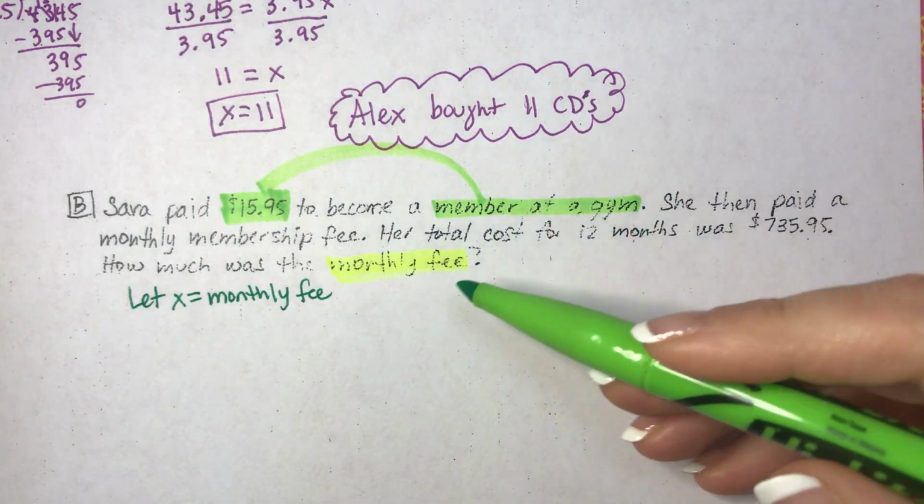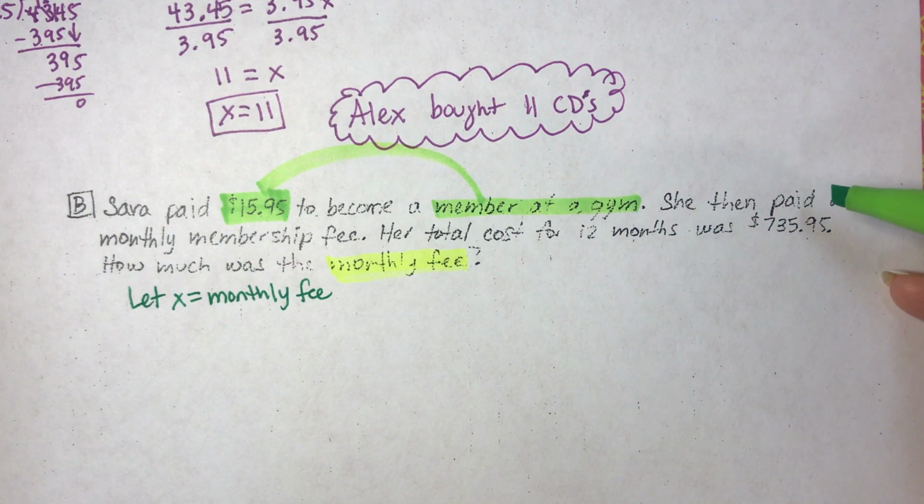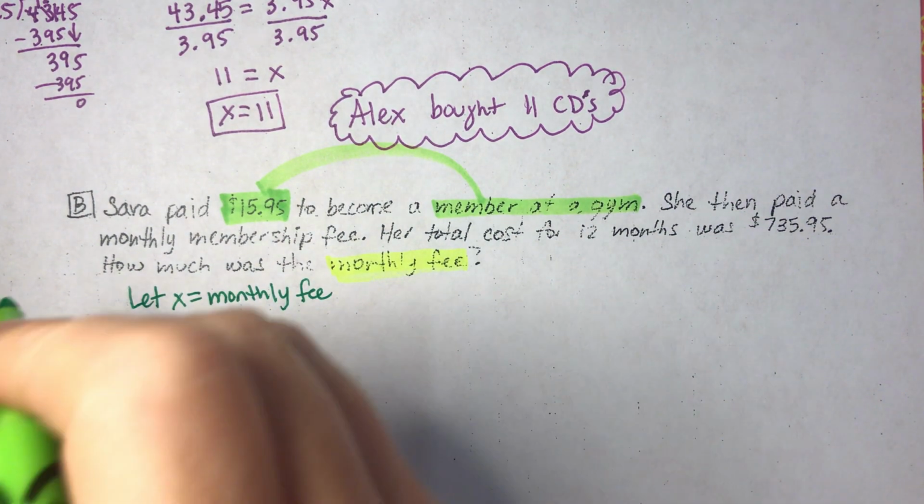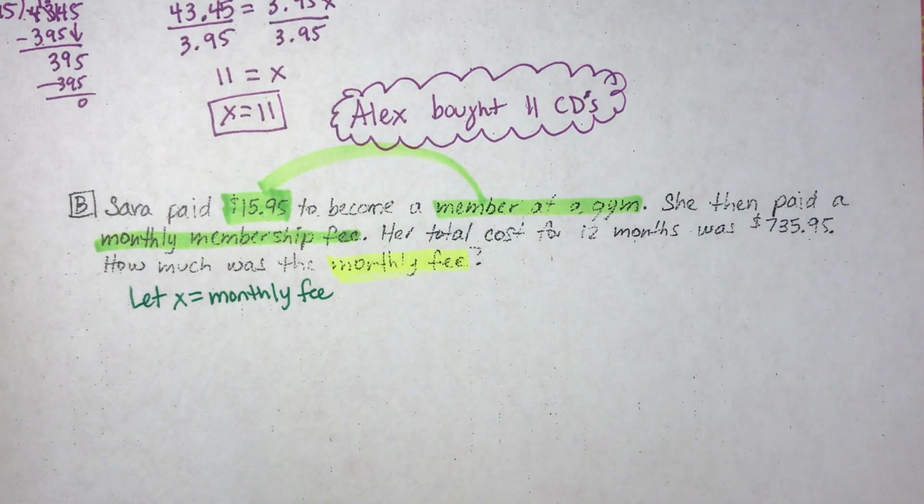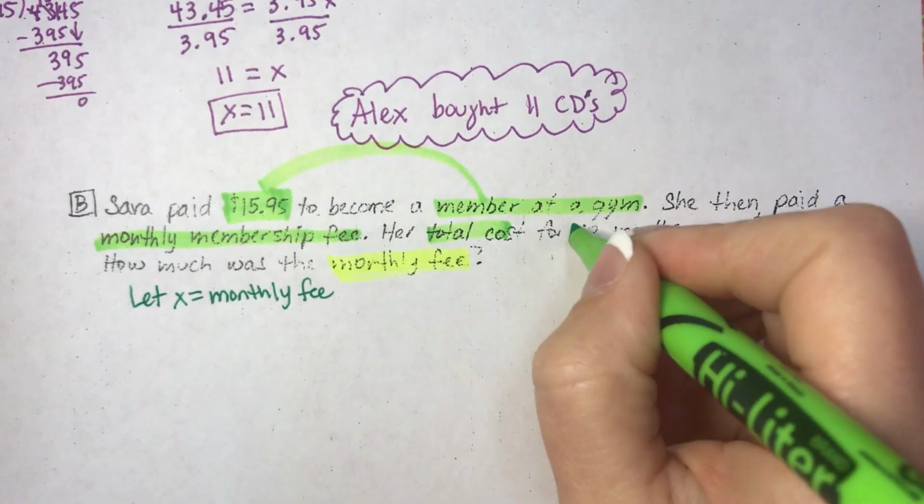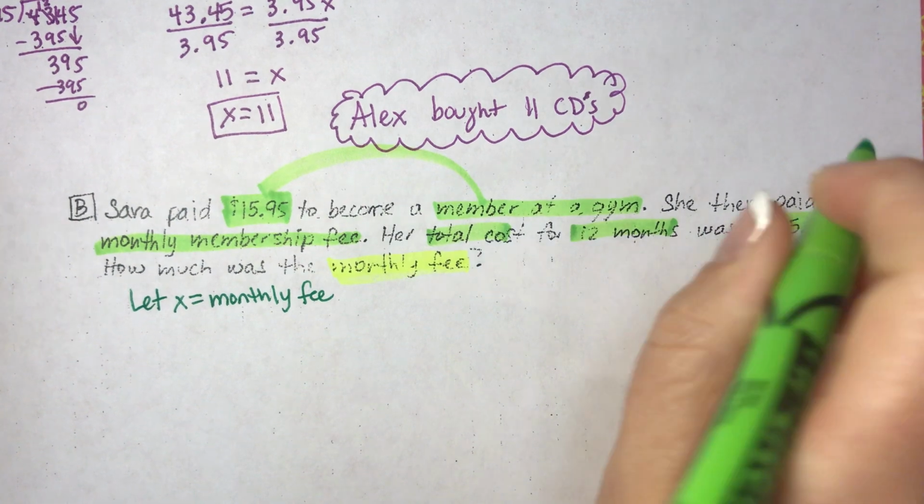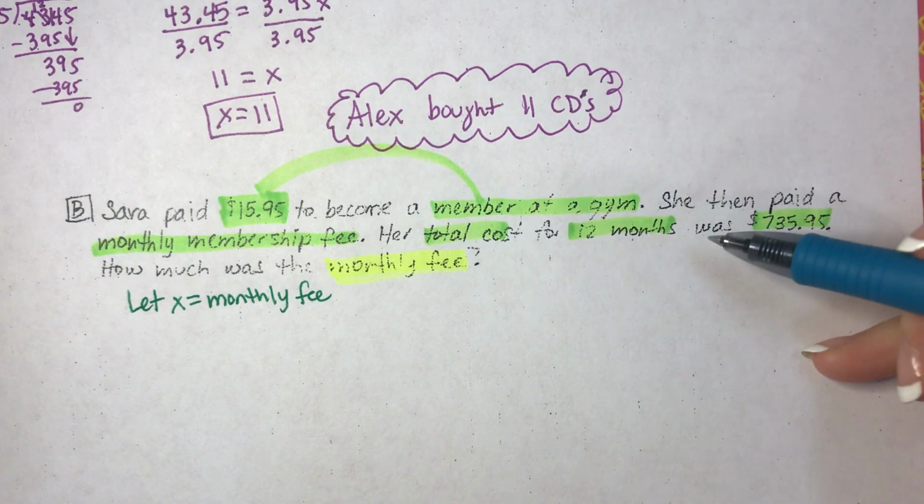What's another piece of important information? She then paid a monthly membership fee. And then, okay, so that's important, but we don't know how much that monthly membership fee is. And then it says her total cost for 12 months. So total cost for 12 months was $735.95. Okay, so that's another piece of important information. All right, great. So we have our important information highlighted.